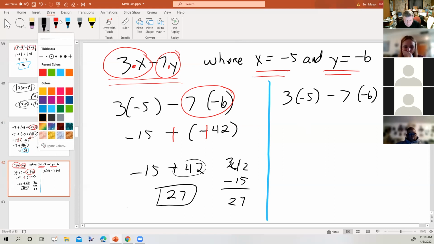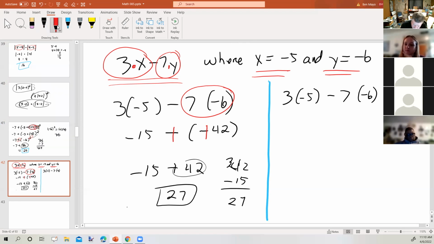I have a product, 3 times negative 5, minus a product of 7 times negative 6, right? So this is like one big subtraction problem. What if I did this? What if my first move was to change subtraction into addition of the opposite?